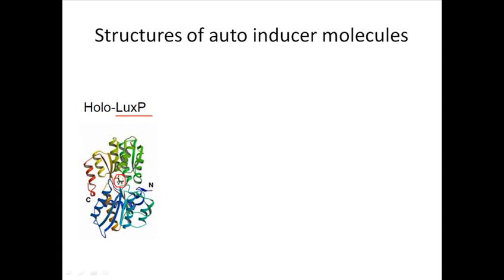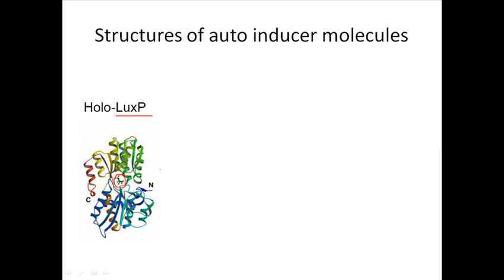So it's like a pocket in the middle. There is a small or tiny pocket in the middle of this LuxP protein. LuxP protein is made of several different alpha helices. Because it's a transmembrane, periplasmic protein, it always has to be present in the membrane. That's why it is made up of different alpha helices.